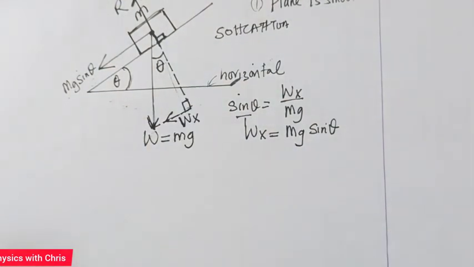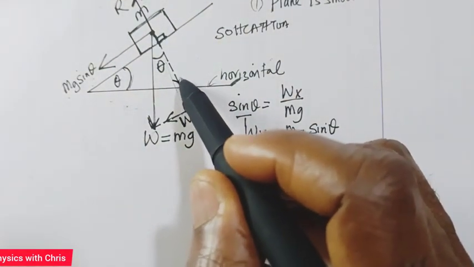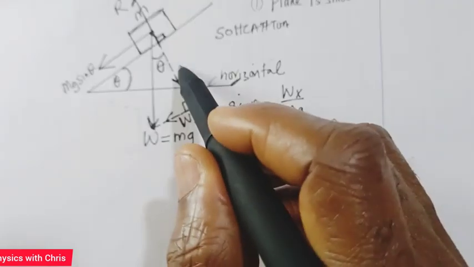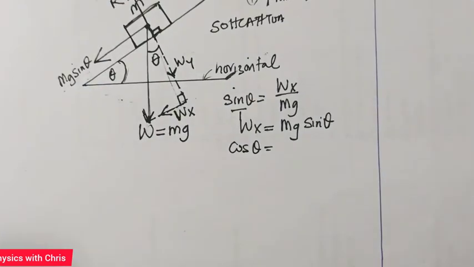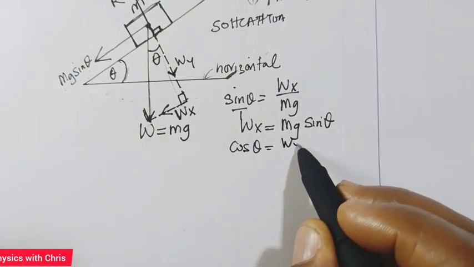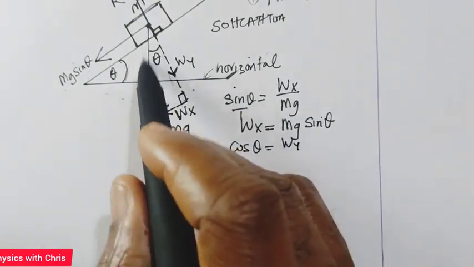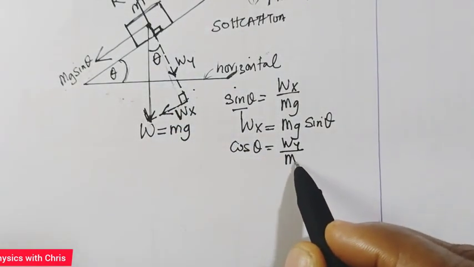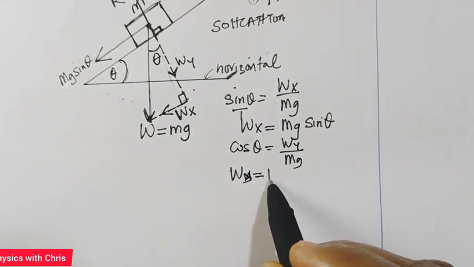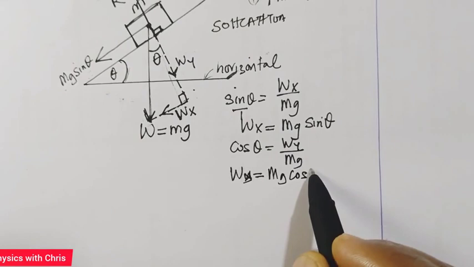Resolving and finding this other side using cosine now, let's say cos theta this time around. Let's call this wy, the component of the weight that is perpendicular to the plane. Wy is adjacent over hypotenuse, wy over mg, which is the weight. So wy is equal to mg cos theta.